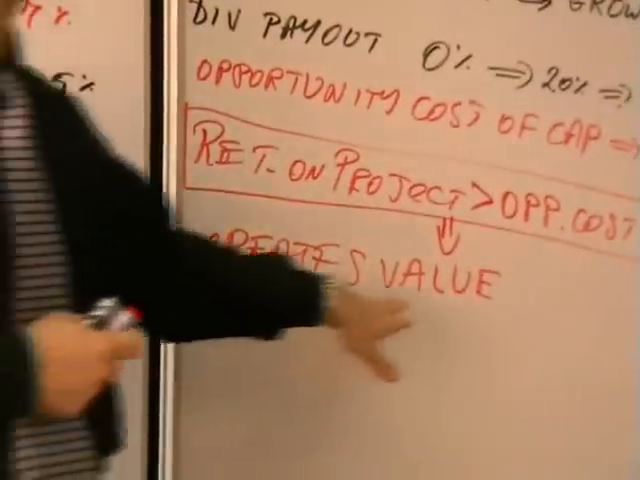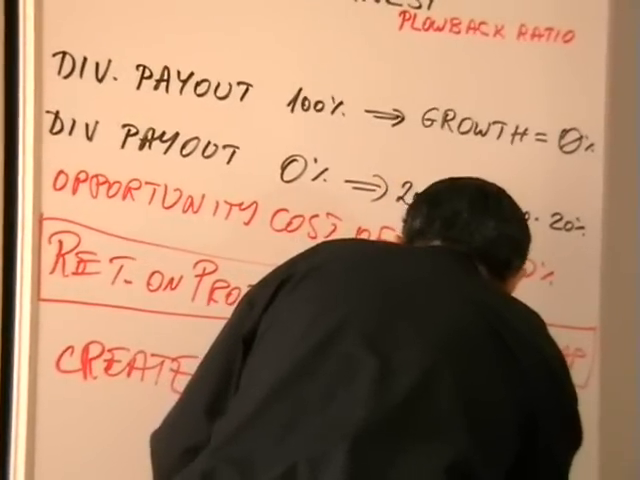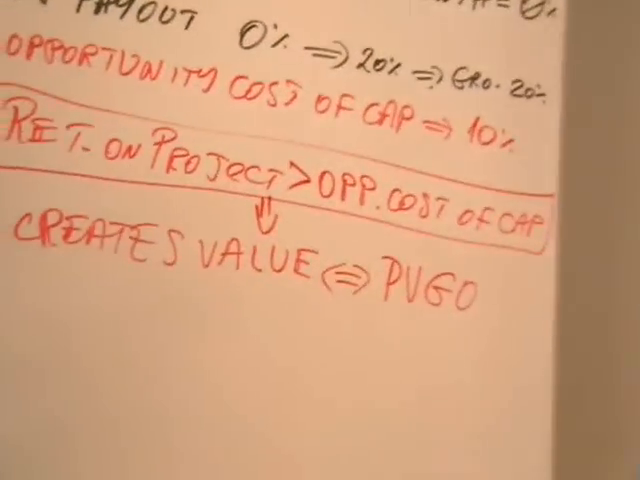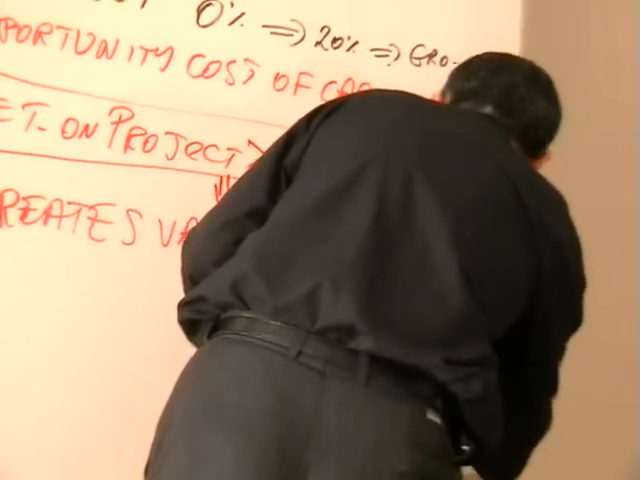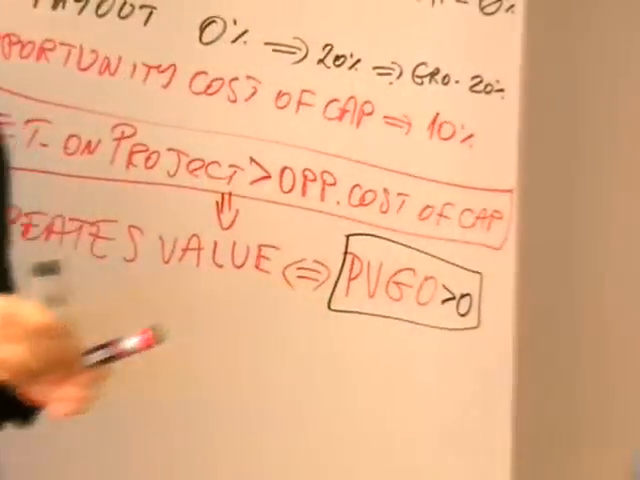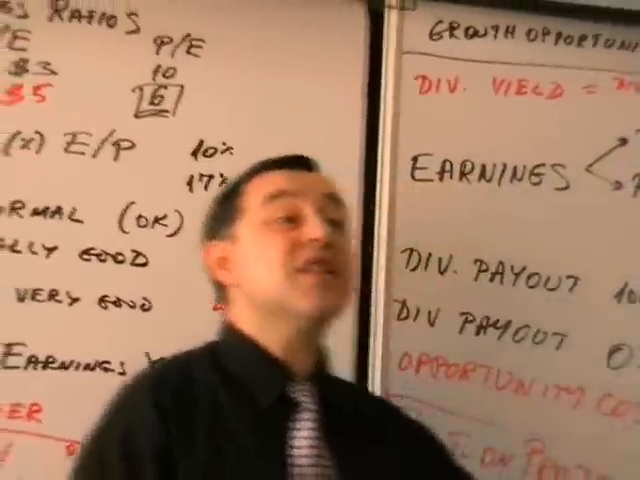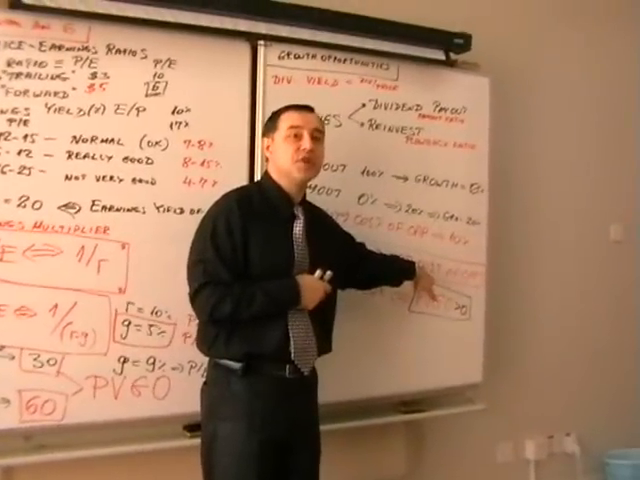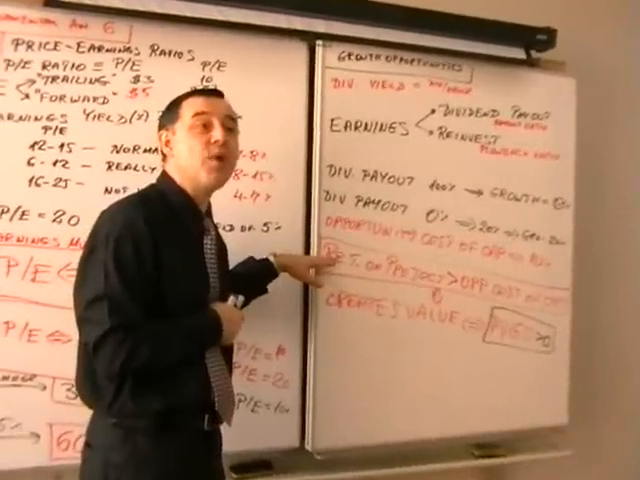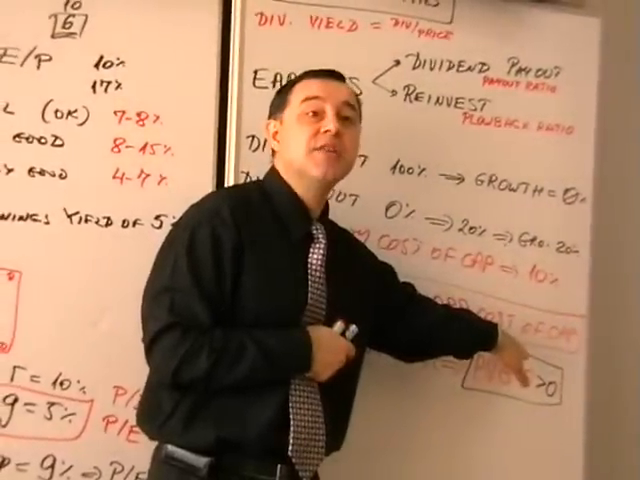All right? It creates value. This is equivalent of saying that there is a positive present value of growth opportunities. That the present value of growth opportunities is positive. So, a company has growth opportunities not when it grows, which is totally wrong, but when it can grow at a rate that is faster than the opportunity cost of capital. In other words, when it has investment projects which will return higher return than the market for the same risk.